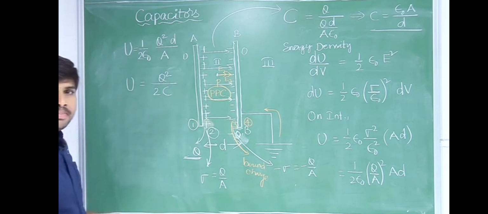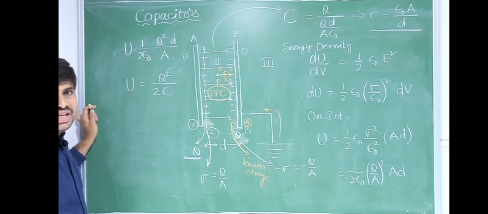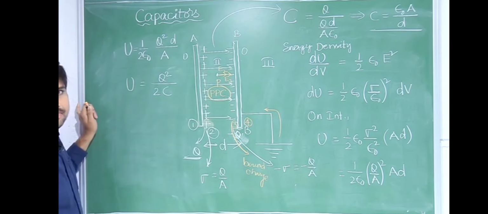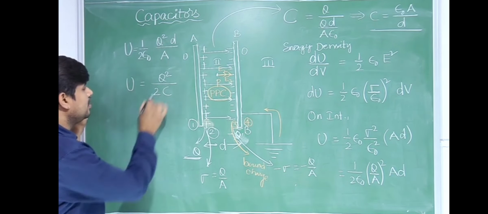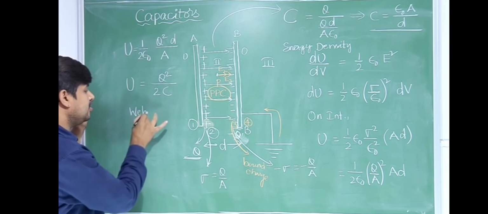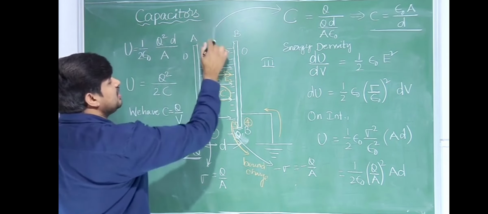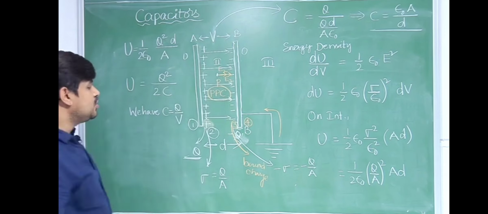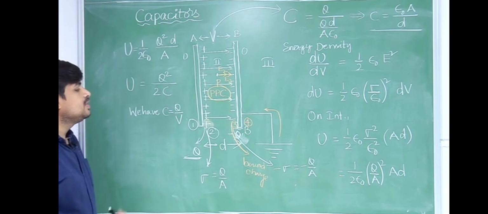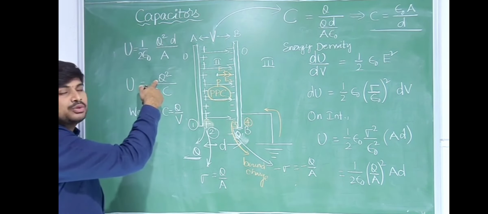Q square by 2C is nothing but the potential energy, or the energy that is stored between these two plates. Are you getting it? You can also write it like this. See, we have C equals Q by V. Suppose V is the potential difference between these two plates. Then C equals how much? Q by V.